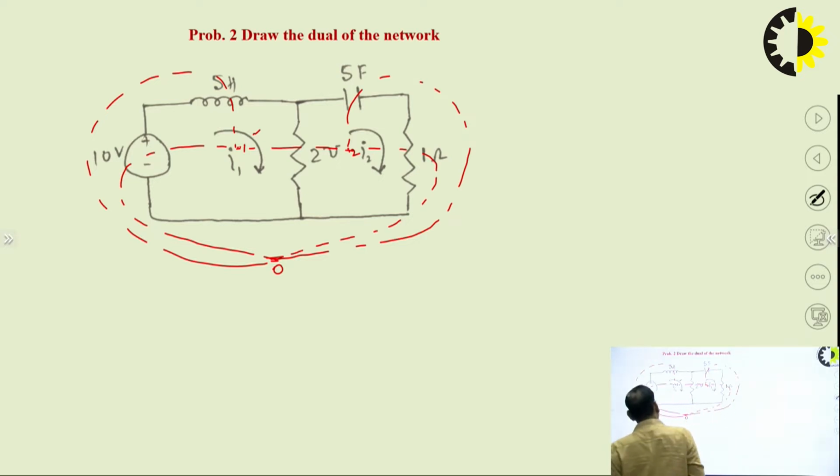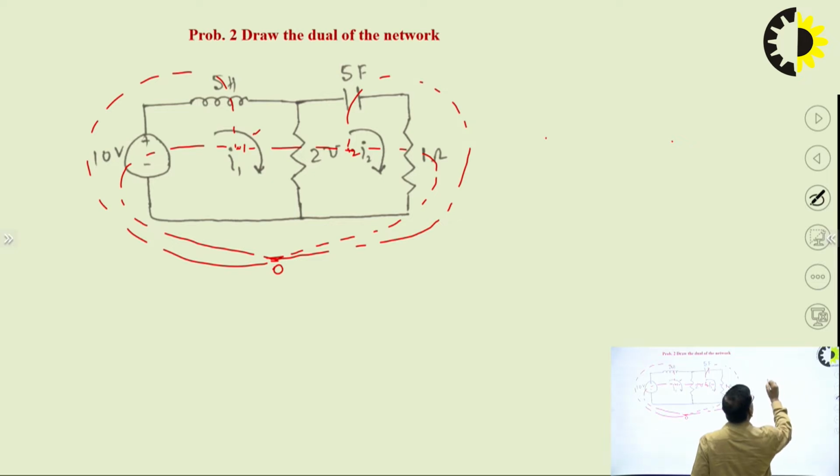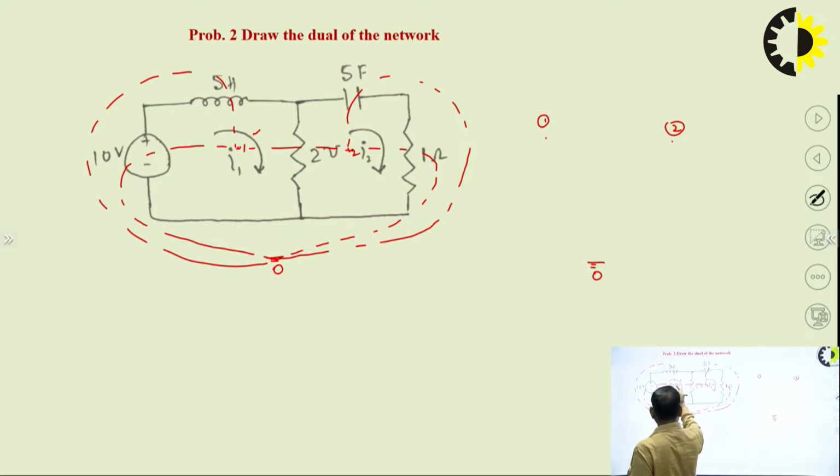So, how many meshes are there in the original network? There are 2. So, in the dual network there will be 2 nodes. Say this is your node 1 and this is node 2, and outside this we have the reference node. From node 1 to the reference node, that is your datum node, or you can say the reference node.